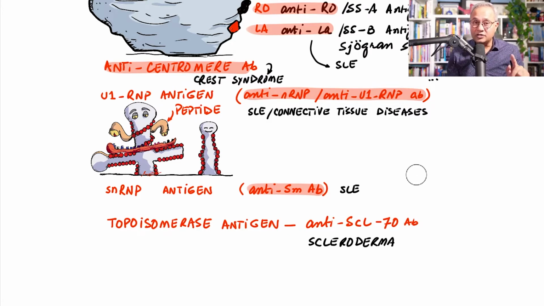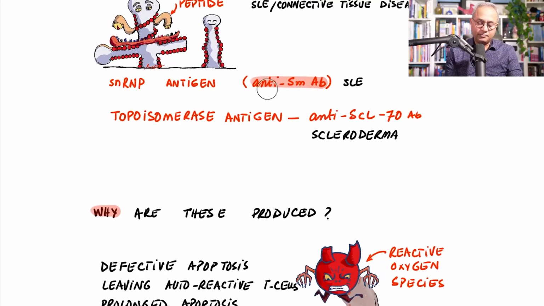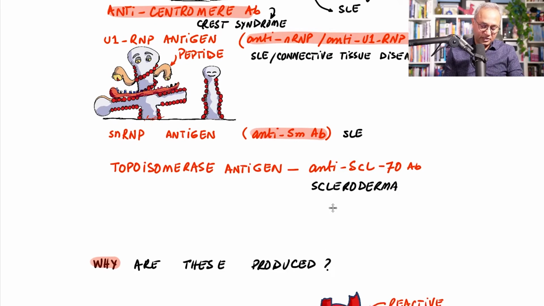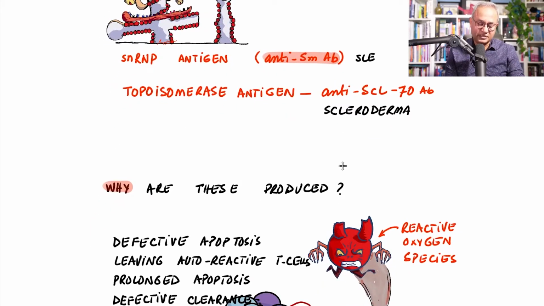And antinuclear antibodies can form against these complexes. Imagine that when the nuclear antibodies are attached to this complex, this processing unit for messenger RNA, then the messenger RNA production will be disrupted and the cell function will be disrupted. For example, anti-Smith antibodies, which are for SLE, and anti-nRNP or anti-U1RNP, which are for SLE and connective tissue disorders. Similarly, there are many more. I'm just giving some examples.